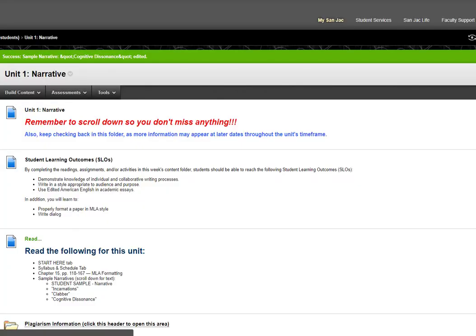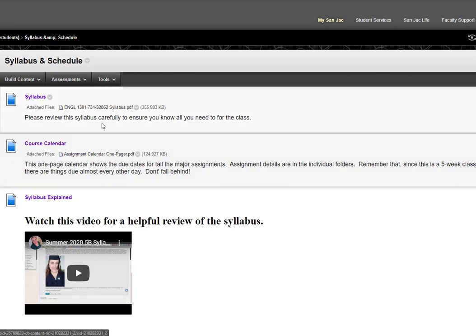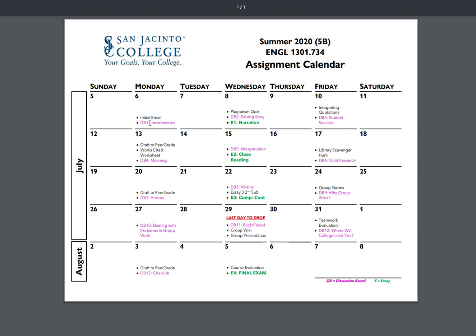Coming back into the class, if you look at our schedule, let me make sure that you are with me on that. Monday, your initial email to me stating that you understand. Your discussion board 1 with introductions is due, all on the first day of class. By Wednesday, you need to have reviewed the plagiarism information, done discussion board 2 about driving story, and turned in your first essay. On Thursday or Friday, I will post some additional information about what's coming up for the following week. The integrating quotations assignment is due on Friday.